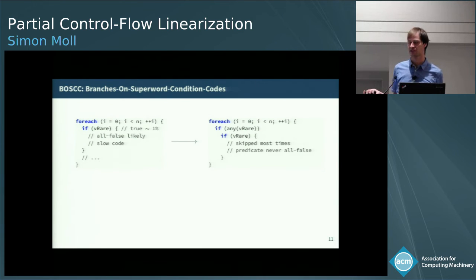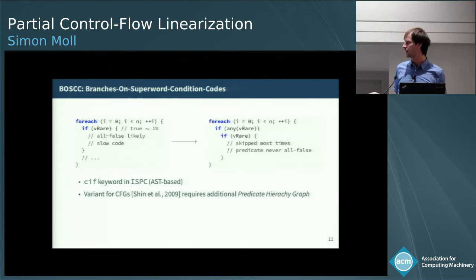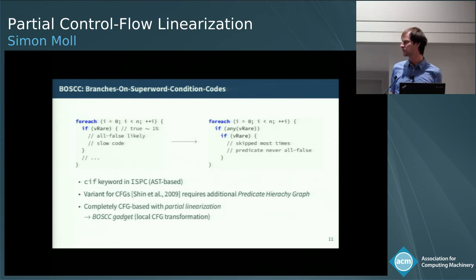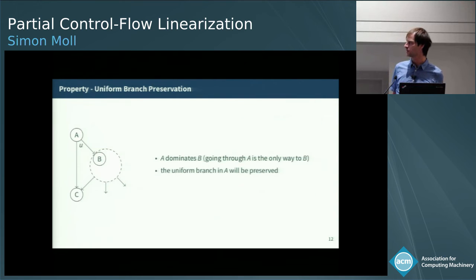And this is pretty clear in the structured setting again. You can get this with the coherent if, cif, keyword in ISPC, and there's a variant for CFGs as well that requires, however, an additional predicate hierarchy graph, so you need to maintain an additional data structure. And we show an approach which is completely CFG based. So how does that work? Well, going back to the property we have, basically if A dominates B and A has a uniform branch, then we guarantee that this branch will be preserved.